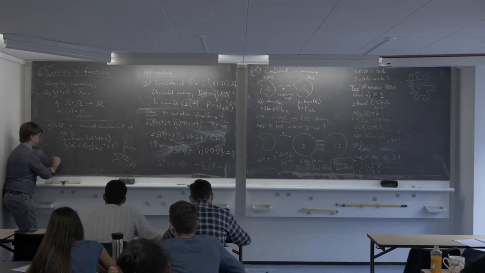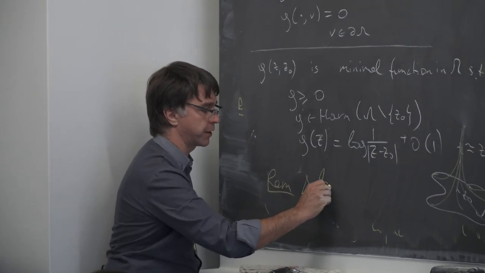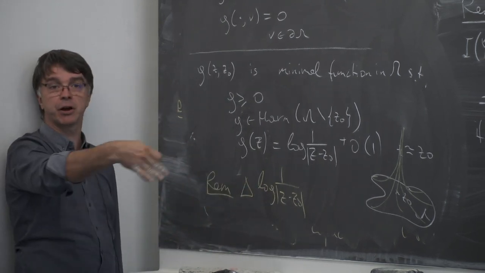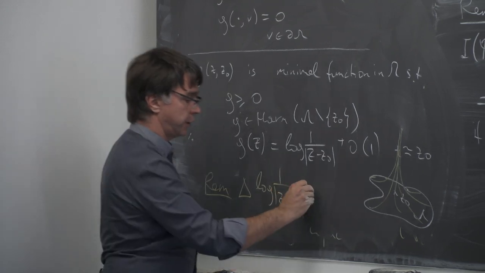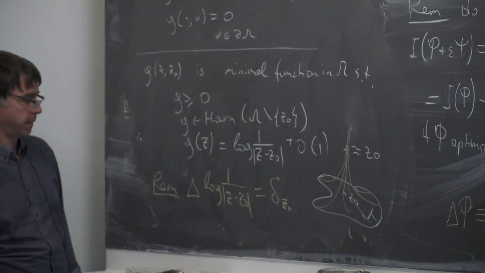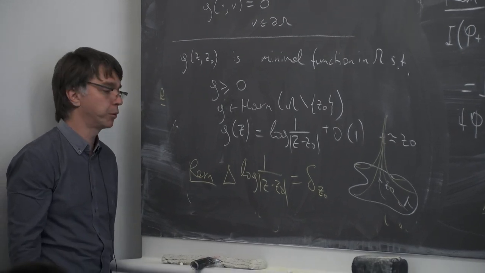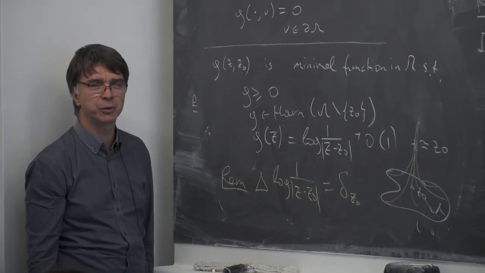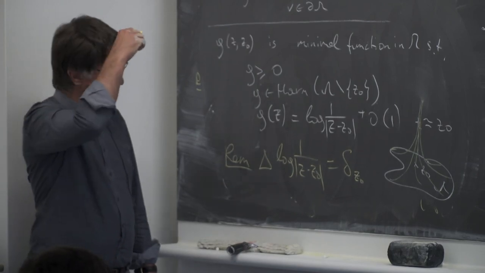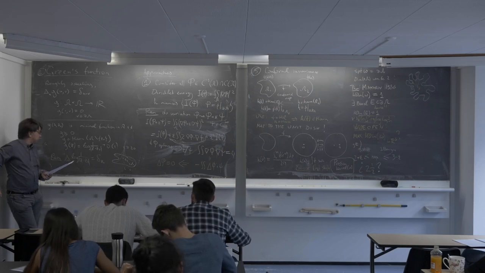And maybe the remark which I made already yesterday is that if I take the Laplacian of the function logarithm of 1 over z minus z0, it's very easy to check that it's harmonic everywhere but z0. But the Laplacian is exactly delta measure at z0. It's the same thing as with d bar of 1 over z. Is there a constant in front, 1 over 2 pi or something? I think so. It also depends what is your Laplacian.